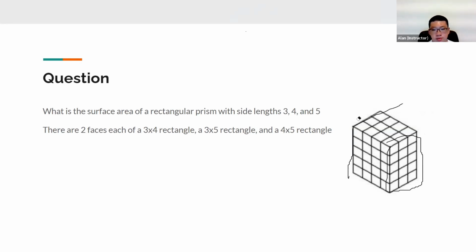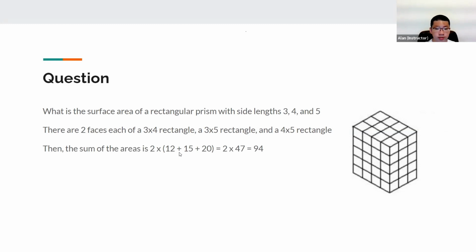So, since there's two each of them, you just add up the areas of all of them. So, the sum of the areas is going to be 2 times (12 plus 15 plus 20), since there's two 12s, two 15s, and two 20s, and so the final surface area is going to be 94 units squared.